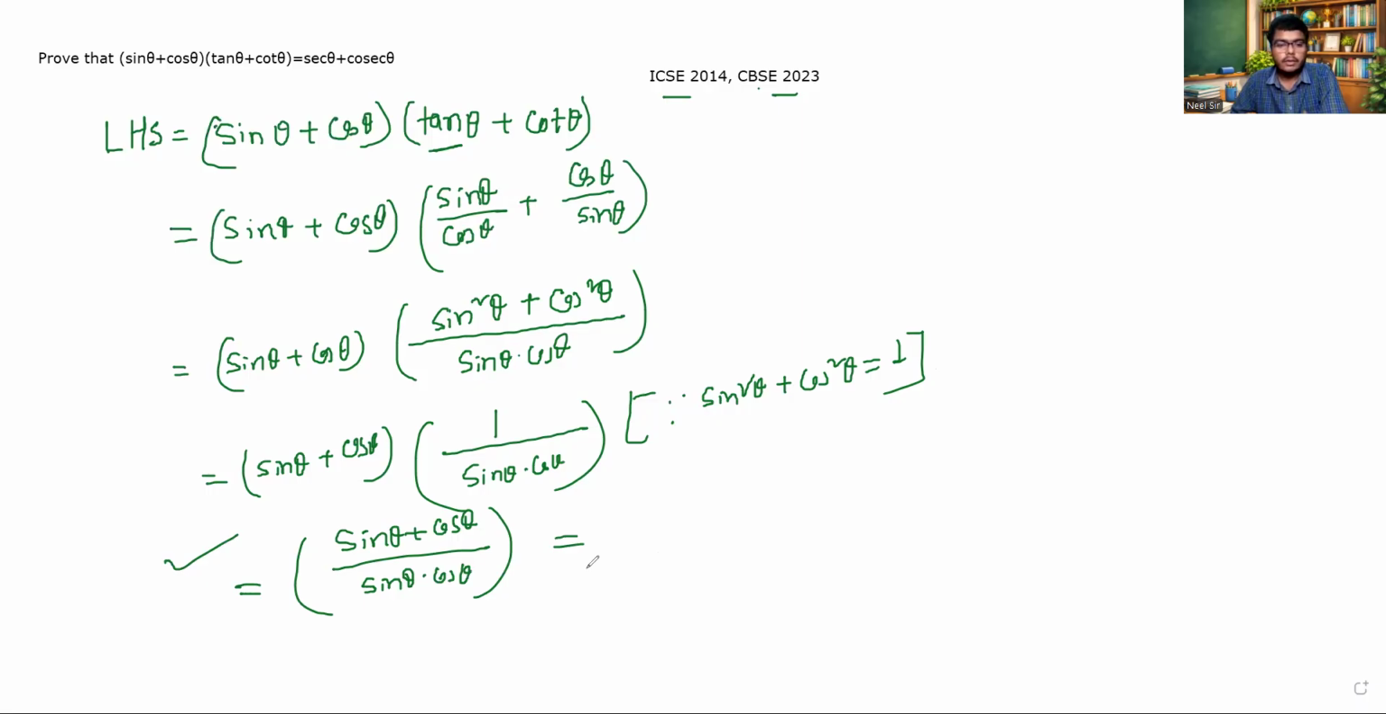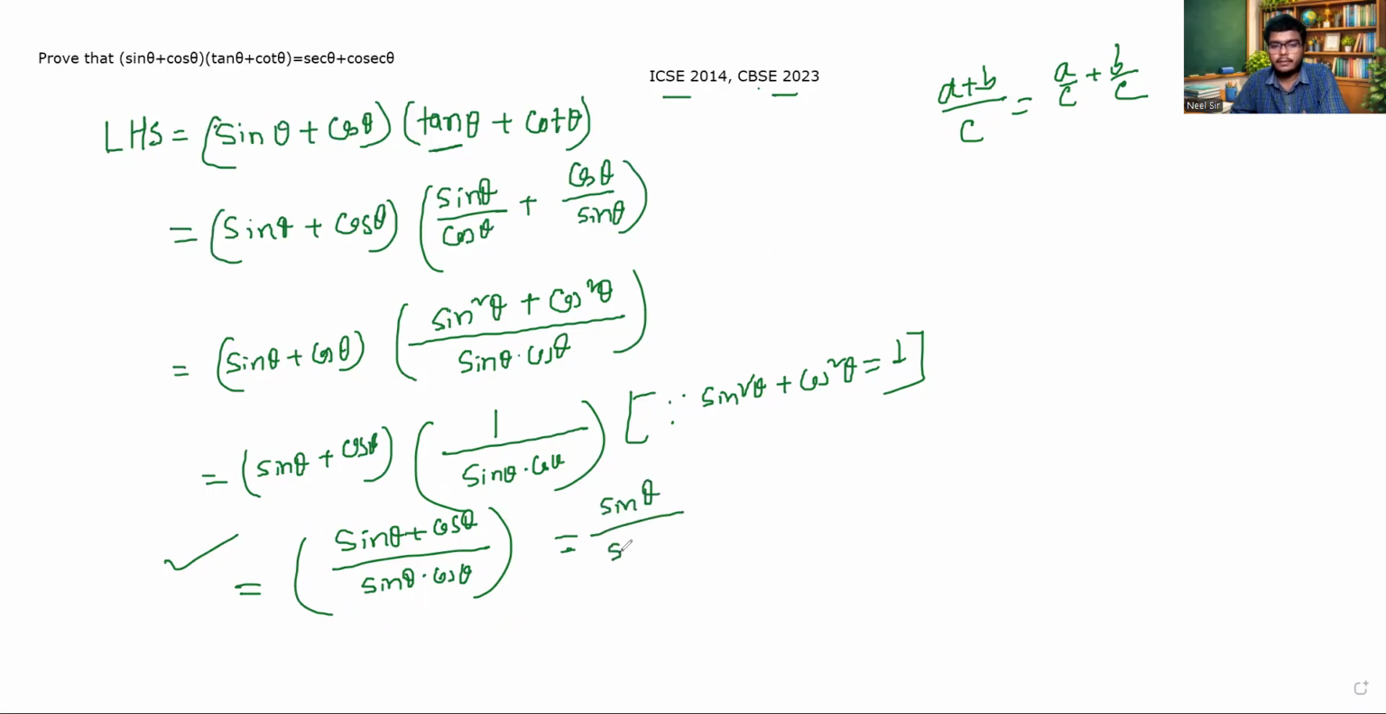So what we can do? We can divide it. Means this divided by this one and this divided by this one, just like a butterfly. What is the formula we are using here? Suppose a plus b divided by c. It will be a by c plus b by c. So same thing will apply there.